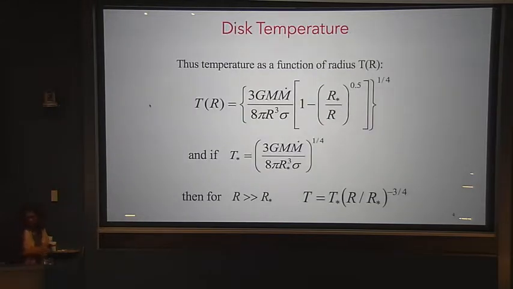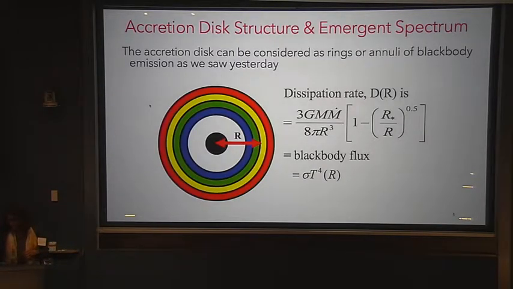We can then compute a template spectrum, so keep track of the colors here. Remember the colors for just a minute. One can then calculate, in the approximation that the dissipation rate can be modeled as black body flux, sigma T to the 4.